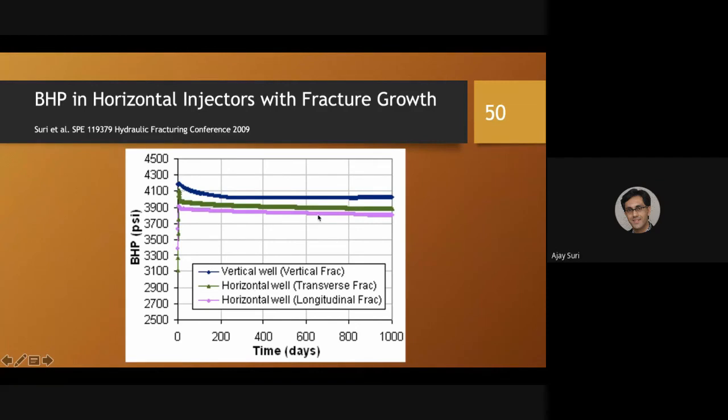So for horizontal wells, we can have the fracture direction either transverse to the well or longitudinal, or it can be at an angle, but the model I have is restricted to only a transverse fracture or along the well. Along the well is the best scenario because it will have the best sweep and the best fracturing option for it to grow. And so that's why the pressures are lowest.